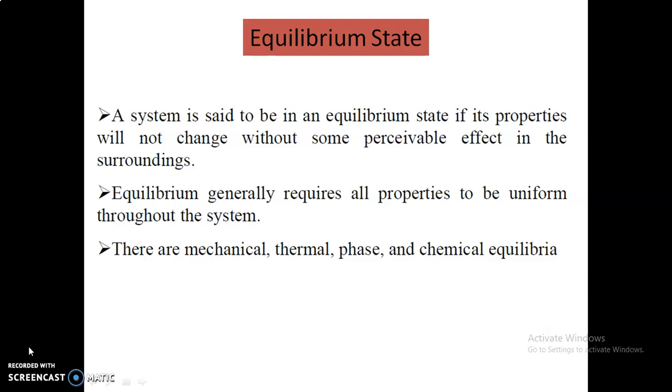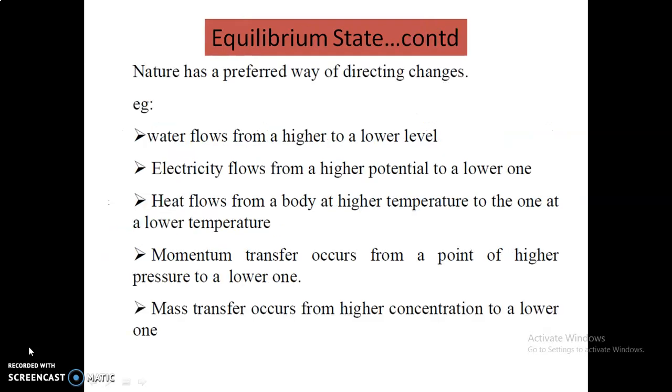When there is no temperature difference within the system itself or between the system and surrounding, that is thermal equilibrium. These are the different thermal, mechanical, phase and chemical equilibriums. When the system is in equilibrium in all of these, then we say that the thermodynamic system is in equilibrium.